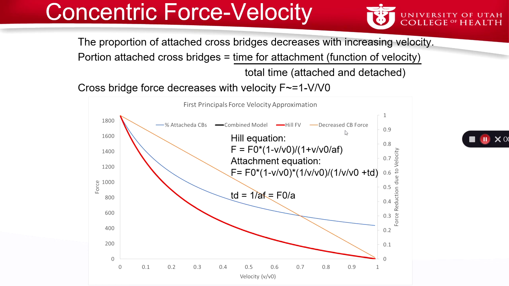So to wrap up, the portion of attached cross bridges decreases with increasing velocity, and that's equal to the time for attachment, which is a function of velocity, divided by the total time, and then cross bridge force decreases with velocity, which is a function of 1 minus the relative velocity. And so I hope that that helps to shed some light on why the force decreases in the way that it does during fully excited muscle shortening.